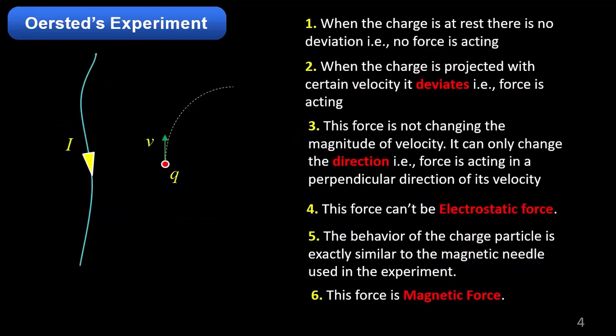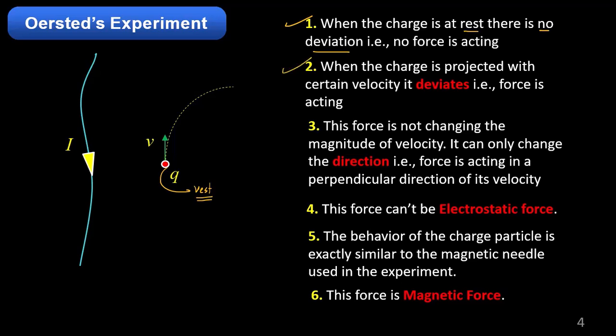Say there is a current carrying wire and a charge placed near it. When the charge is at rest, no force is acting on it. Why? Because the charge is at rest, there is no deviation. If it is at rest, it remains at rest, so there is no movement of the charge.